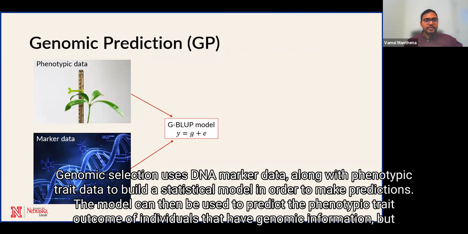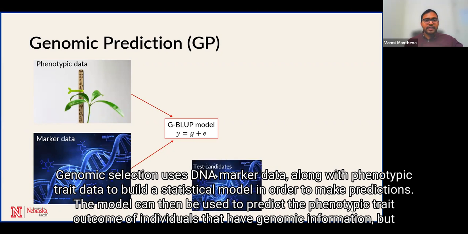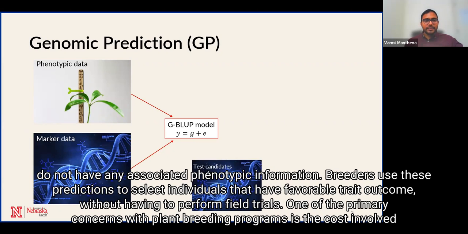Genomic selection uses DNA marker data along with phenotypic trait data to build a statistical model in order to make predictions. The model can then be used to predict the phenotypic trait outcome of individuals that have genomic information but do not have any associated phenotypic information. Breeders use these predictions to select individuals that have favorable trait outcome without having to perform field trials.